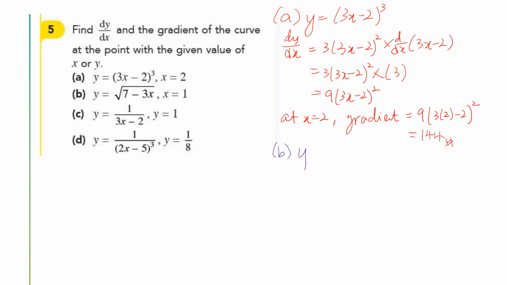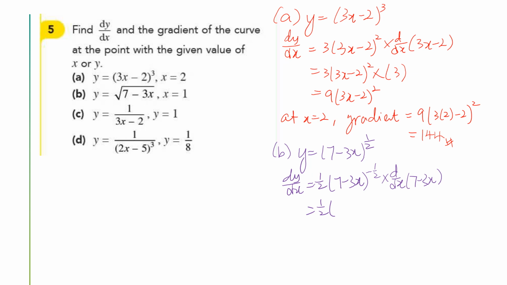Let's convert the square root to (7 minus 3x) to the power half. Let's find the derivative. Bring the power down. Power minus 1, so half minus 1 is negative half, times differentiate whatever is inside your bracket. So that gives you half times (7 minus 3x) to the power negative half. Differentiate 7, you get 0. Differentiate negative 3x, you get negative 3. So that gives you negative 3 over 2, (7 minus 3x) to the power negative half.